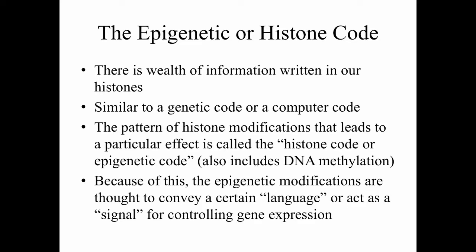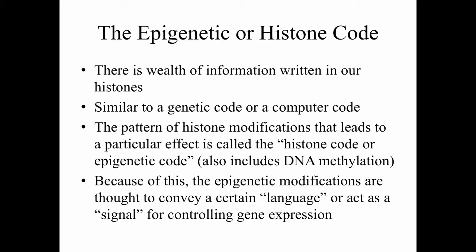Okay, and so the epigenetic or histone code is this code, or this wealth of information, that's written in our histones. It's kind of similar to a genetic code or a computer code, where the pattern of histone modifications is going to lead to a specific cellular effect or specific downstream event in the cell. So we call this pattern of histone modifications the histone code or the epigenetic code. And again, DNA methylation is involved in the epigenetic code.